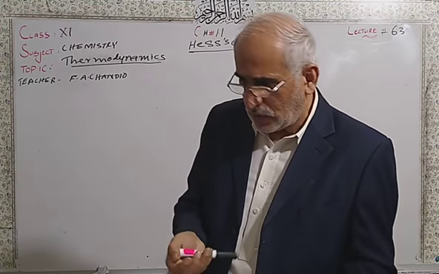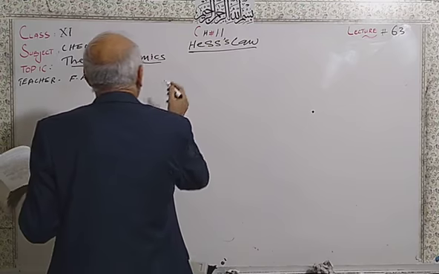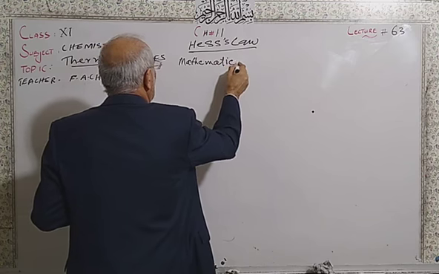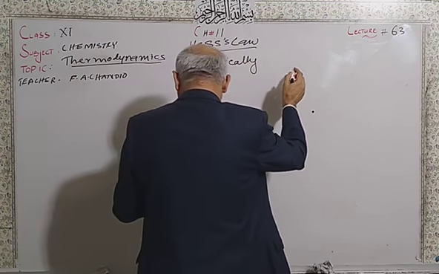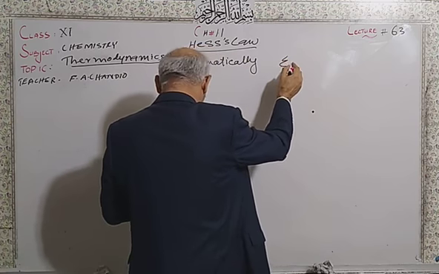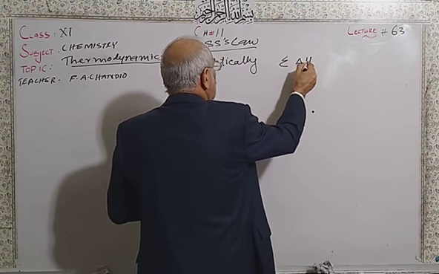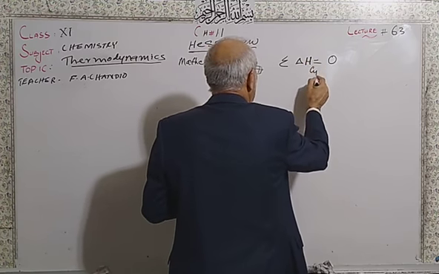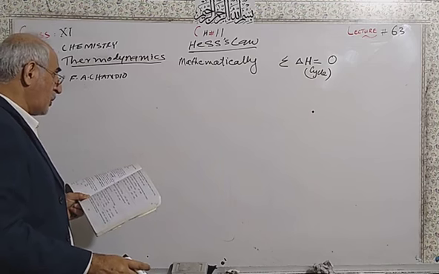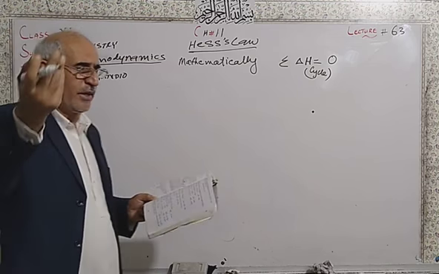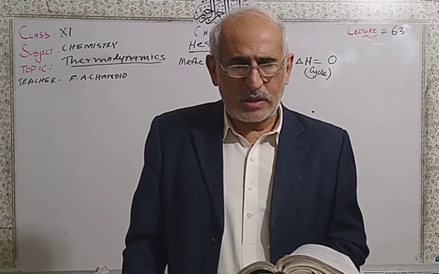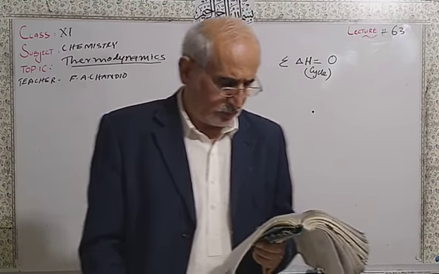Dear students, when we write it in mathematical form: sigma, capital sigma, change in enthalpy for a cycle is equal to 0. It means that forward and reverse, in one step and in many steps, both sides must be equal, so it should be 0.